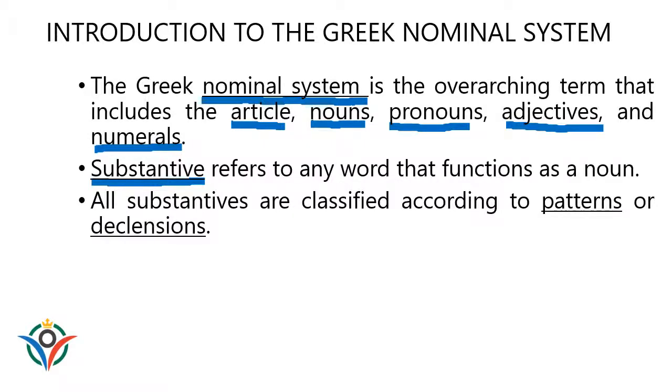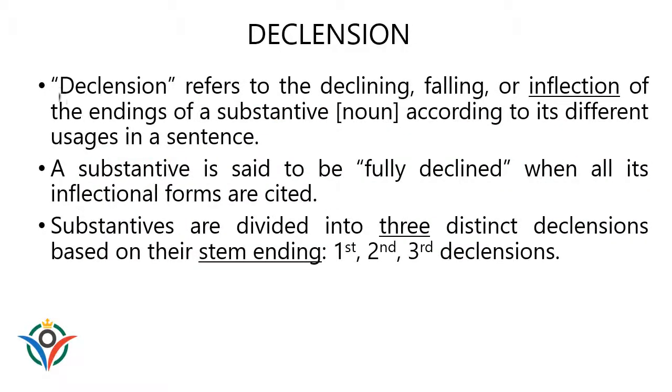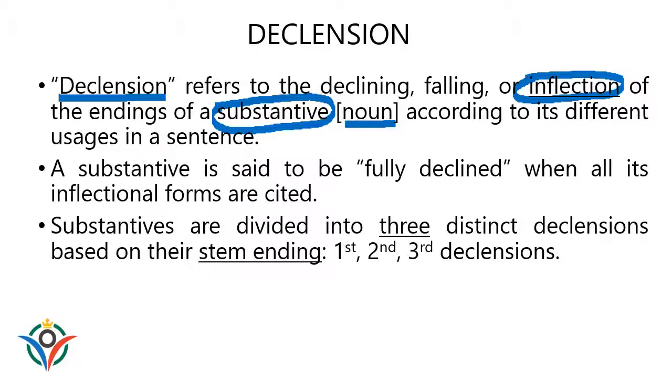A substantive refers to any word that functions as a noun. Any word that functions as a noun. And then all substantives are classified according to patterns and declensions. Declension refers to the declining, falling, or inflection, all right, you've seen that word before, inflection, of the endings of a substantive. So you've seen that word now before. Any word that's functioning as a noun according to its different usages in a sentence.